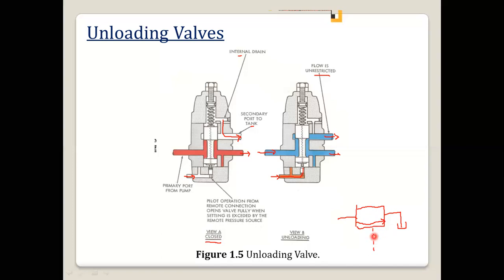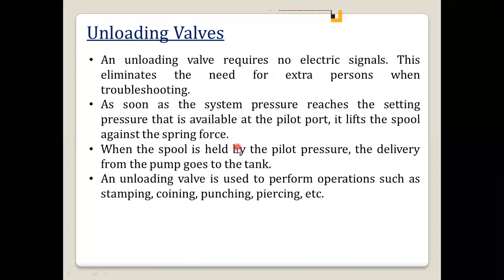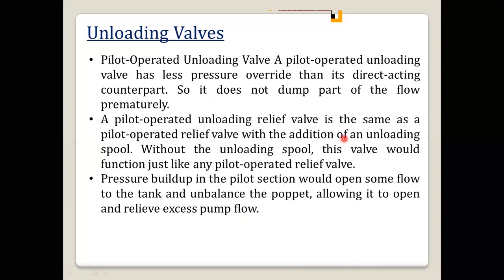Then I am showing this pilot line externally, because externally I am applying the pilot pressure. When I apply the pilot pressure, this closed position will get open. So in this way, you have to draw this ISO symbol. This is the pilot operated valve, the unloading valve. It is the same as the pilot operated relief valve.